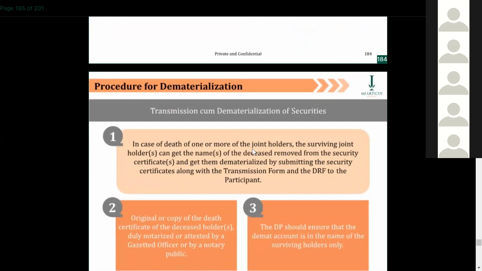Now it can be transmission come dematerialization also. So in case one of the holders has died, we'll have to transmit these shares along with dematerialization. So in case of death of one or more of joint holders, the surviving holders get the name of the deceased removed from the security certificate and get them dematerialized by submitting the security certificate along with the transmission form and DRF to the participant.